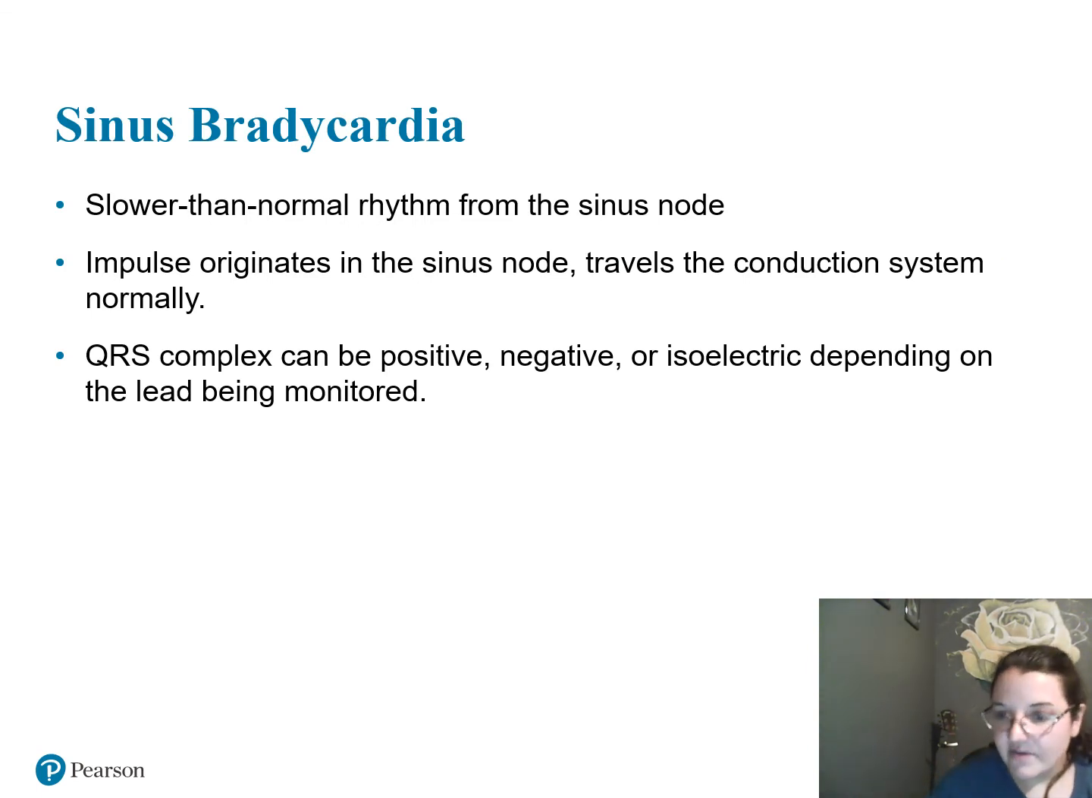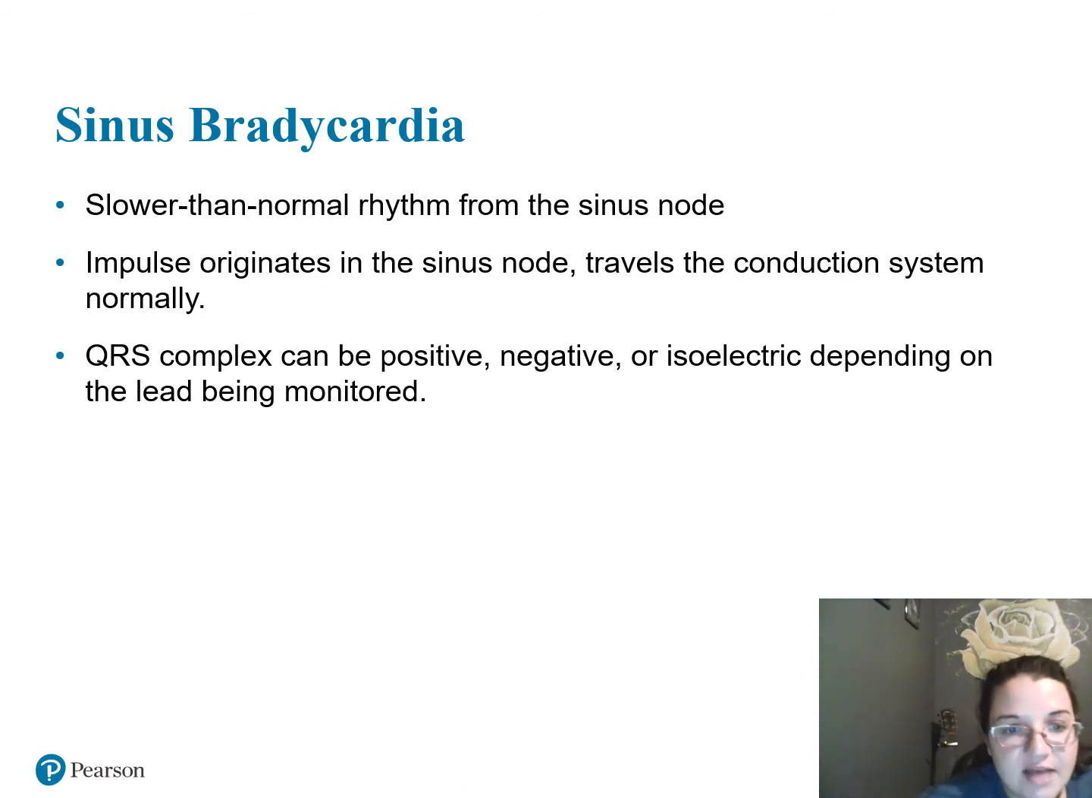Alright, that's the very first rhythm that you need to know. And we're going to compare all the other rhythms to that first rhythm. So the next rhythm we're going to learn is called your sinus bradycardia, and sometimes you'll hear me call it the sinus brady. This is a slower than normal rhythm from the sinus node. Impulses are going to originate in the sinus node, and travel the conduction system normally, as they should. The only difference is I'm going to have a slower heart rate.